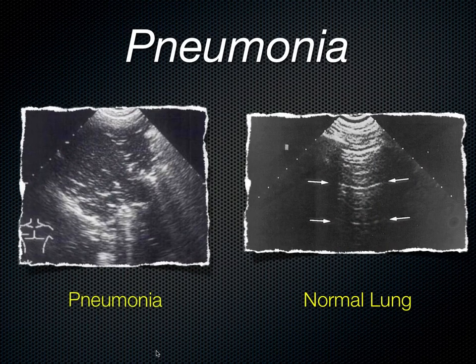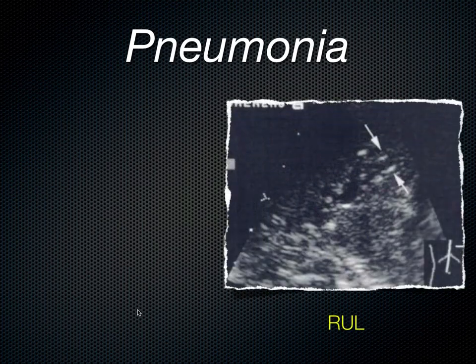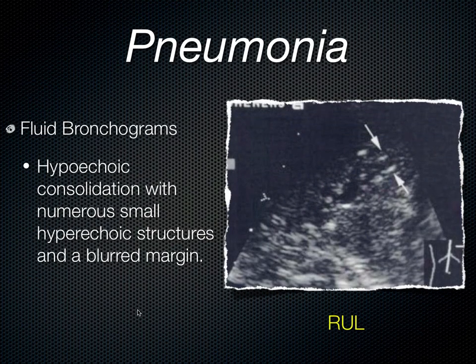Normal lung versus pneumonia, you lose that A-line appearance. You don't have the B lines necessarily, but you can. But this actually looks like solid organ with, again, these horizontal bright white lines throughout. Here's a fluid bronchogram right there. You can see both walls of the bronchi with the fluid in between, the black in between.